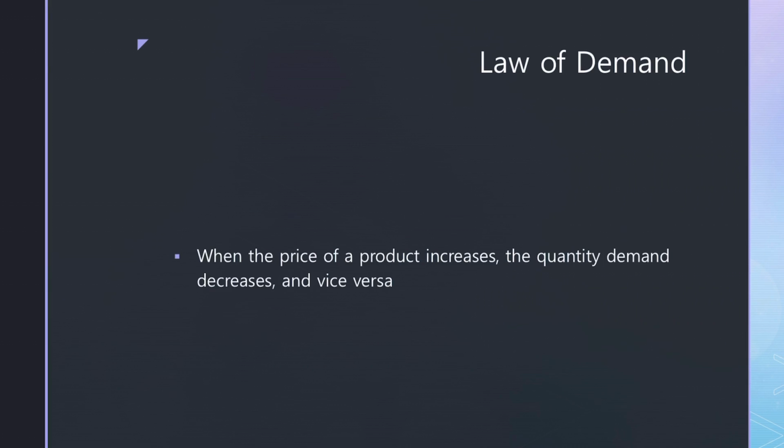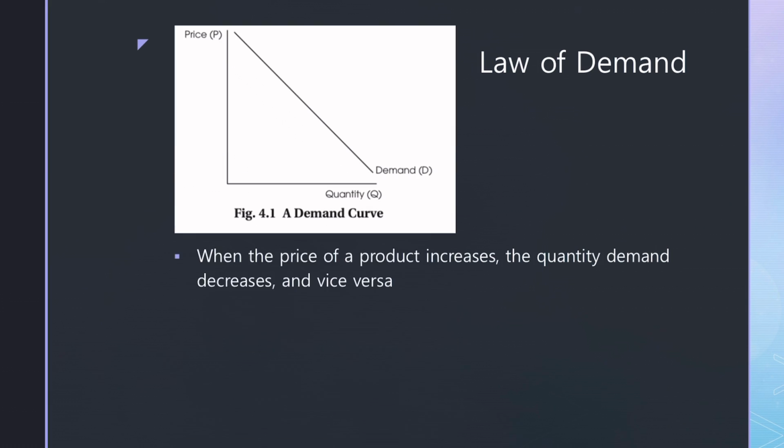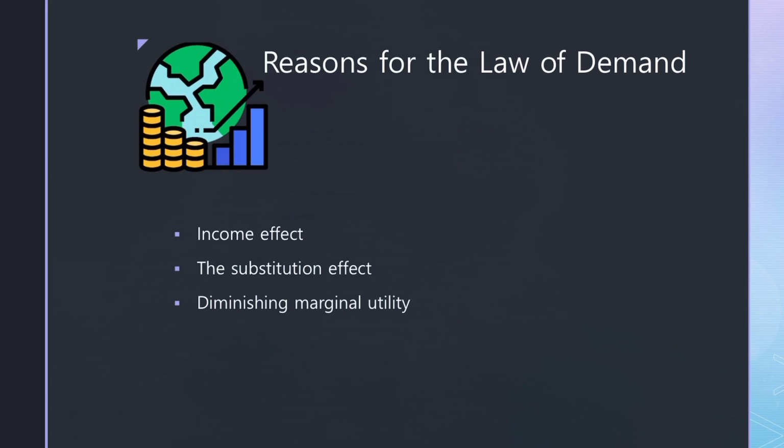The law of demand is that when the price of a product increases, the quantity demanded decreases and vice versa. So when the price of a product increases, the quantity demanded will decrease, and when the price of a product decreases, the quantity demanded will increase. So when you look at the law of demand, you have to be sure that these two go the opposite way. This is how the demand curve looks.